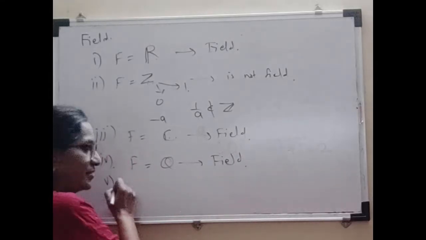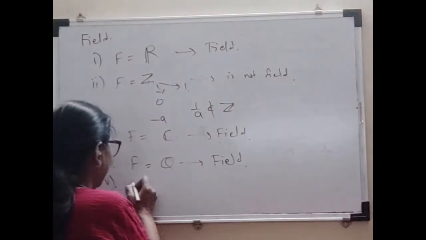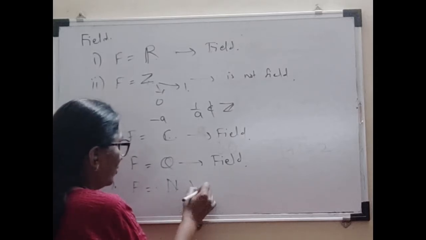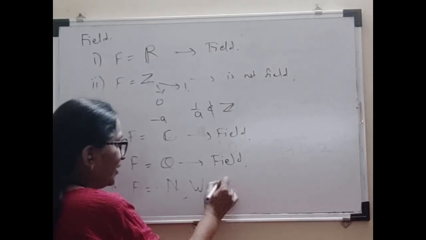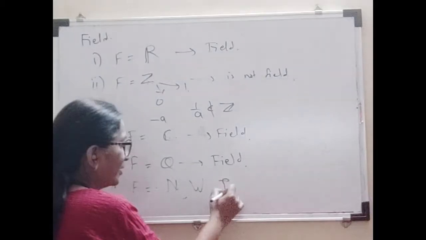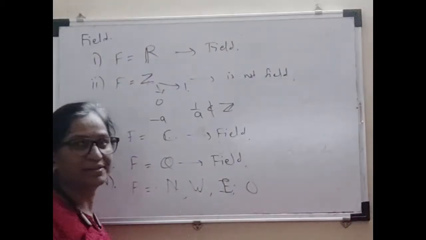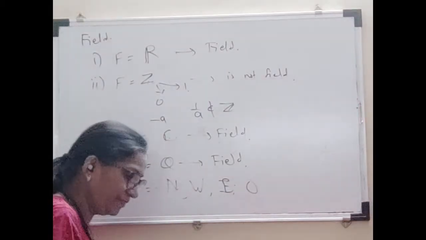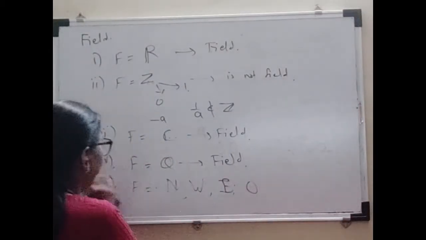For a non-field example, F is equal to natural numbers, whole numbers, the set of all even numbers and odd numbers. We may define it like this. Okay, so that's about the field.